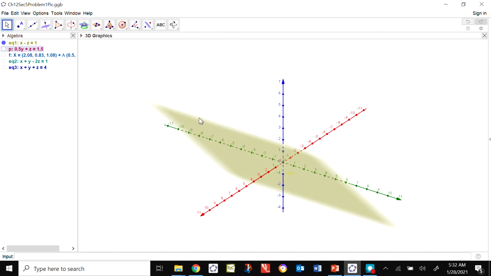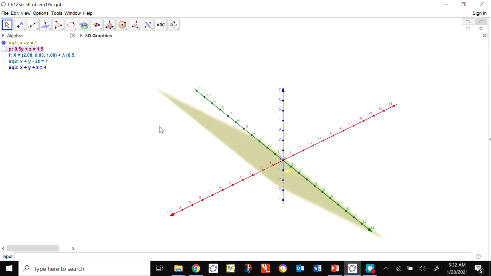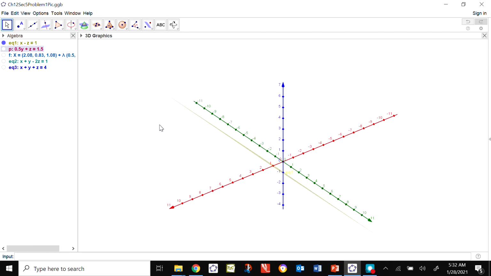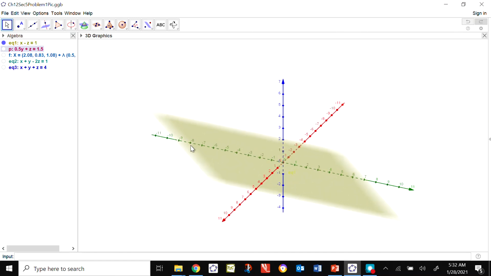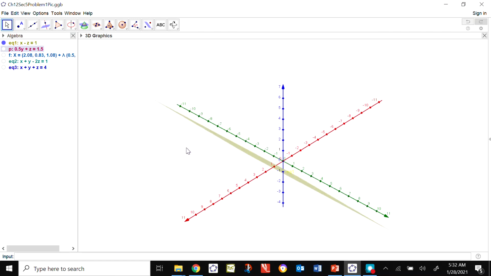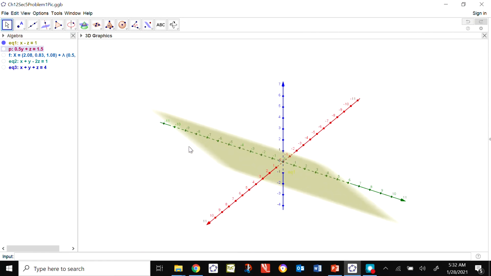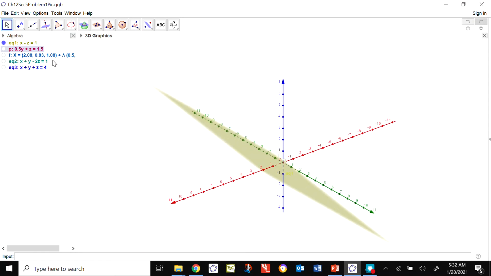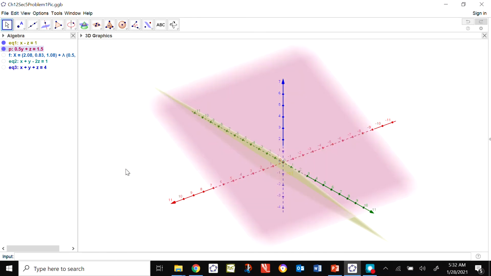So this first plane, notice it doesn't have any y coordinate, right? That means it's going to be parallel to the green y-axis. That's what you see. So that is x minus z equals 1. Cool. We have one plane. And the second plane intersects with this. So now I'm going to display that second plane. Ta-da! That 0.5 y plus z equals 1.5.